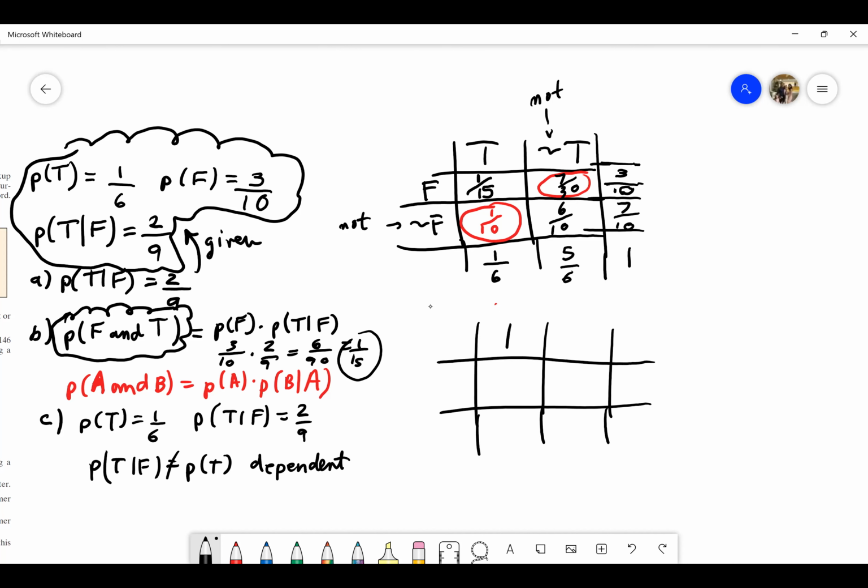So I'll create the table again. Truck, no truck. Ford, no Ford. We have 510 people we surveyed. Everything has to add up to 510. If I take 510 and multiply it by 1/6, wouldn't I get the amount of people who answered truck? Yes. So let's go ahead and do that. Take 510 and multiply by 1/6.